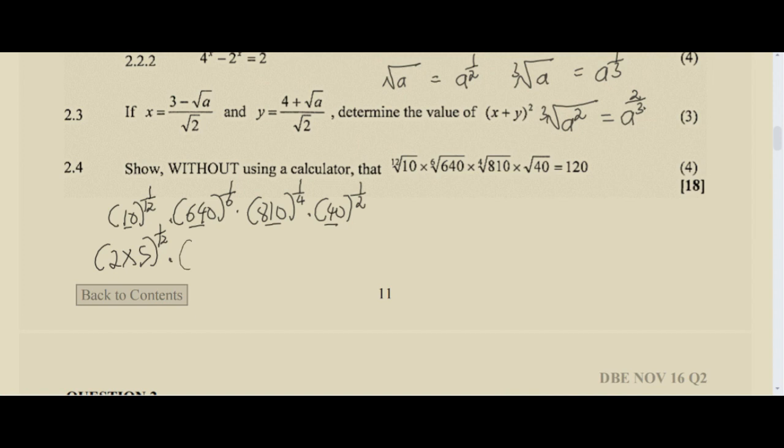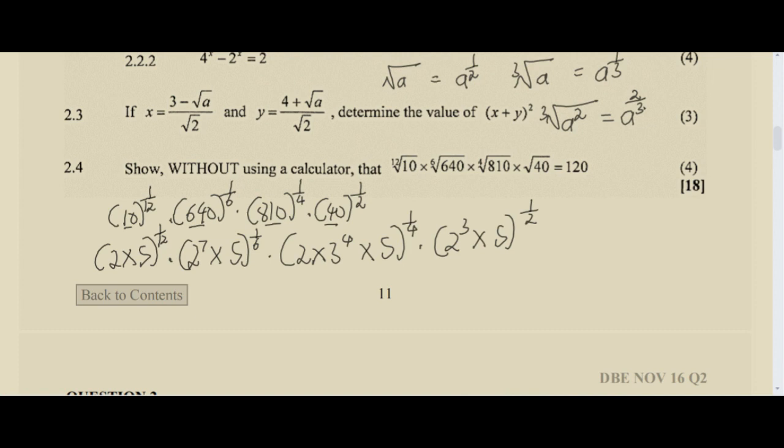Then 640, if we use shift fact, this is (2 to the exponent of 7 times 5), and then all expressed to the exponent of 1 over 6. Then 810 equals shift fact, that's (2 times 3 to the exponent of 4 multiplied by 5), then all to the exponent of 1 over 4. Then the 40, if we say 40 equals then shift fact, that's (2 to the exponent of 3 multiplied by 5), and then all expressed to 1 over 2, right?